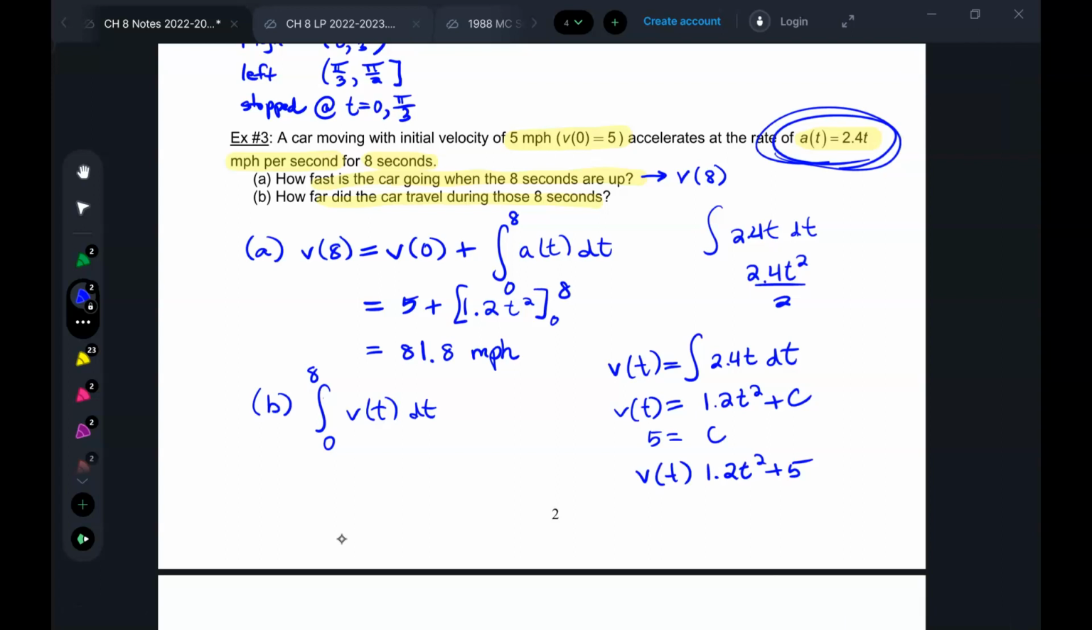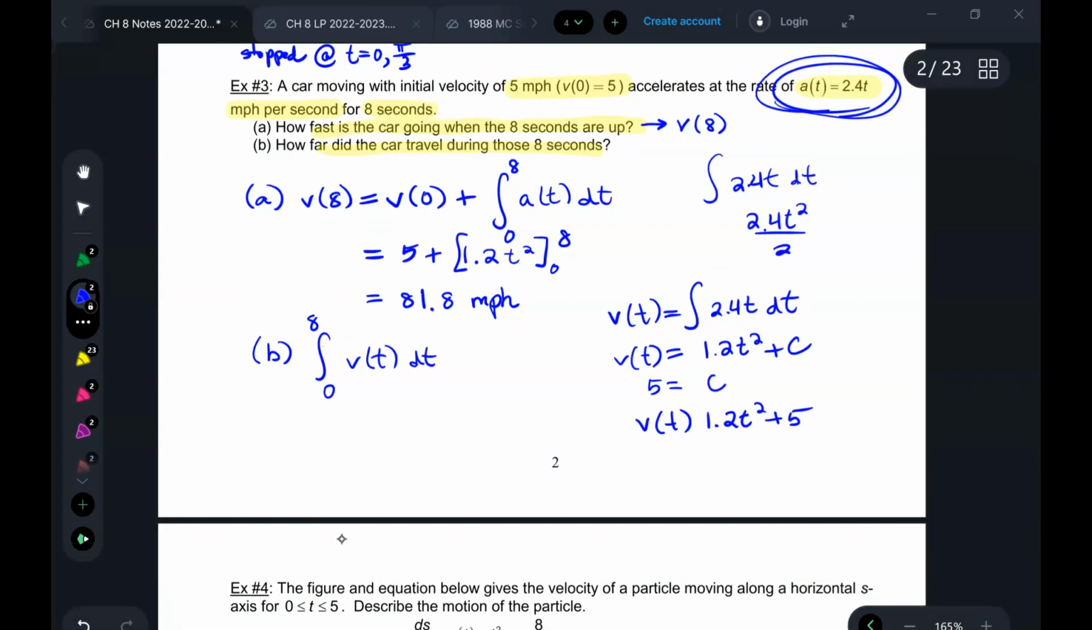So this is what I was mentioning. There were 2 different ways we could find this. I didn't have to necessarily set it up this way. I could have just found the velocity function and then plugged in 8. But notice, mathematically speaking, it's essentially the same amount of work. Okay, so let's do the integral of 1.2 t squared plus 5 dt.